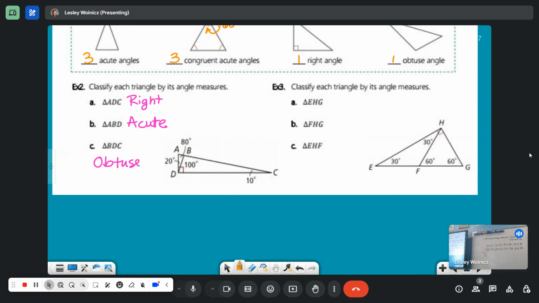All right, classify each triangle by its angle measures. So triangle EHG. EHG, that's the big one. Yeah, it's right. Okay, triangle FHG. FHG. Yeah, it's equiangular. Okay, what about triangle EHF? Obtuse.